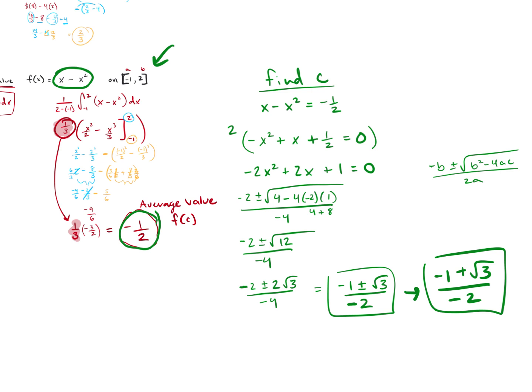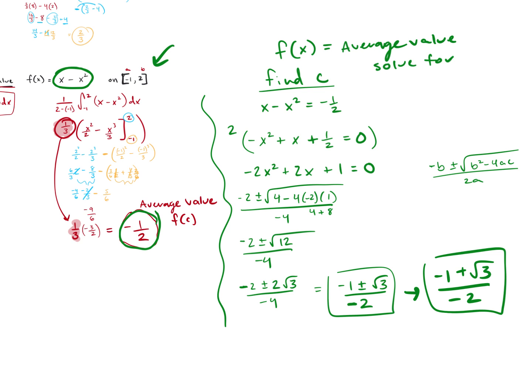So this would be like 2 questions in one. We'd have to find the average value. Then you set your function, we would set f of x equal to the average value, and solve for x, which is technically just your c. And then make sure it's in the interval.